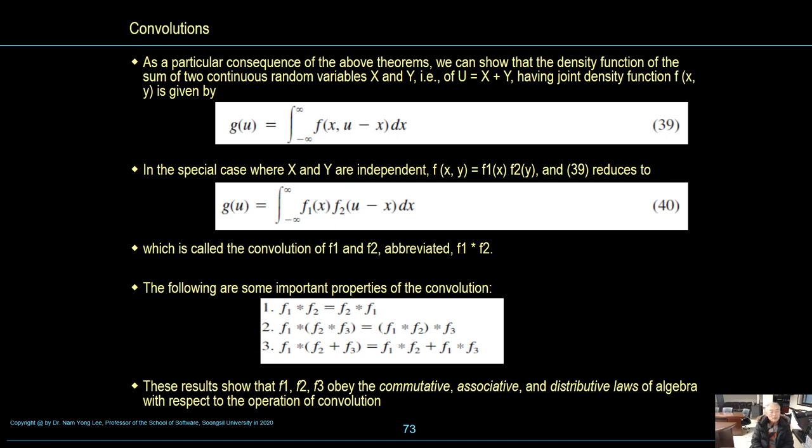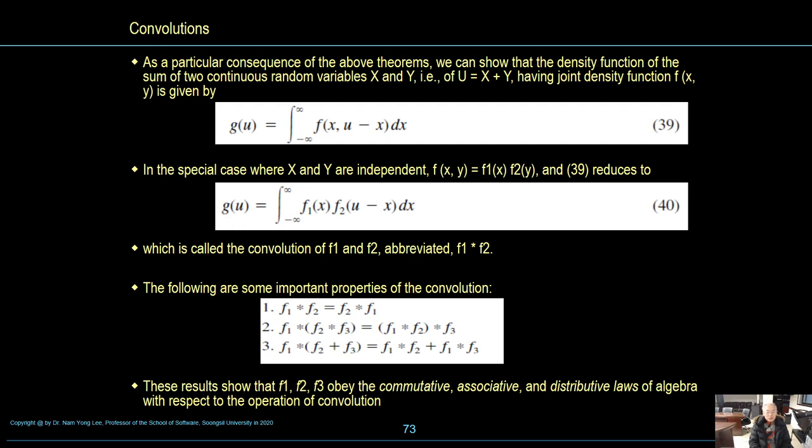Let's talk about convolutions. As a particular consequence of the above theorems, we can show that the density function of the sum of two continuous random variables X and Y, that is U equal X plus Y, having joint density function f(x,y), is given by g(u) equal the integral of f(x, u minus x) dx.